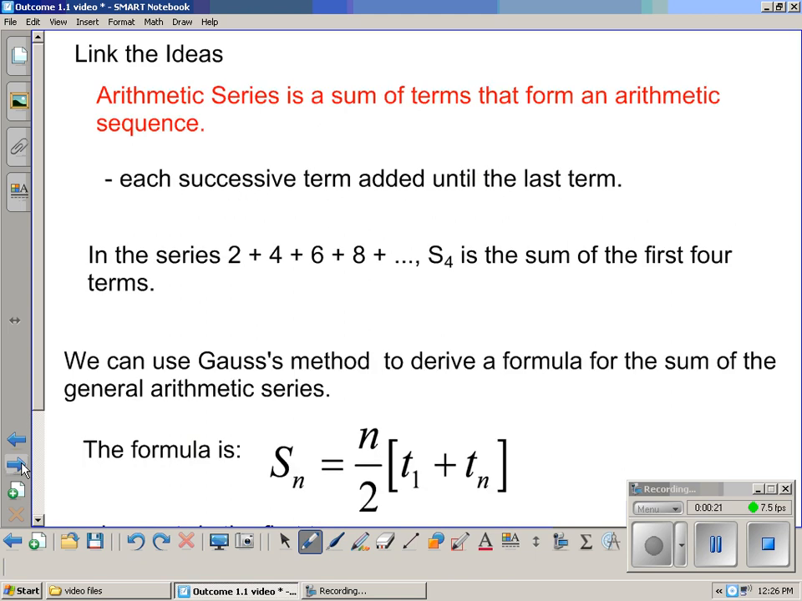An arithmetic series is a sum of terms that form an arithmetic sequence. Each successive term is added until the last term. So in the series 2, 4, 6, 8, S4 is the sum of the first 4 terms.